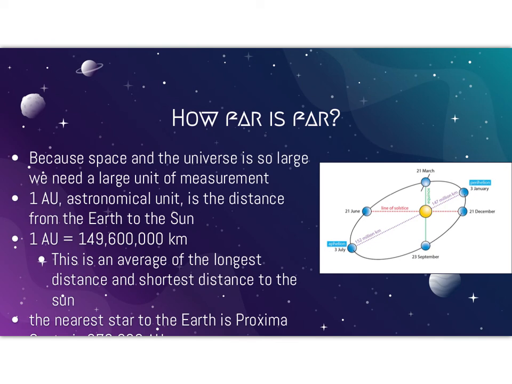The nearest star to Earth is Proxima Centauri, and it is about 270,000 AU, or astronomical units, away. So 270,000 times the distance from Earth to the sun. This is a ginormous amount in kilometers. I think we're into the trillions there. So we want to use a unit that makes more sense for the distances that we're measuring.